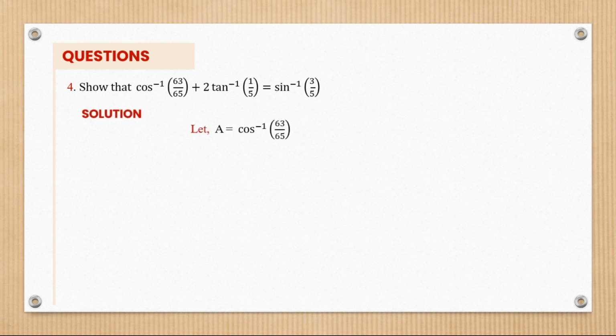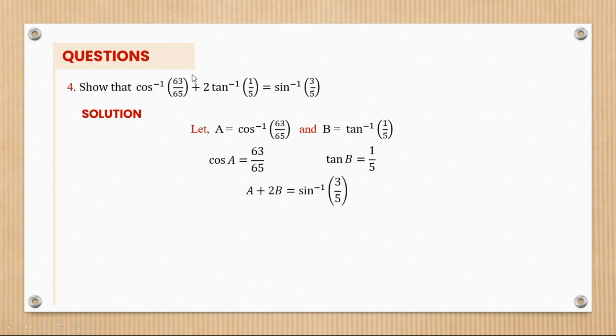So we're going to let A be equal to cos inverse of 63 over 65, and we're going to let B be equal to tan inverse of 1 over 5. So we can now see that this means cos of A shall be equal to 63 over 65, and it also means that tan of B shall be equal to 1 over 5. So when I put everything back, this equation now becomes A plus 2B being equal to sine inverse of 3 over 5. Now I can bring this sine to this side, and then I'll have sine of A plus 2B equal to 3 over 5. So what we end up having to prove is that sine of A plus 2B is equal to 3 over 5.